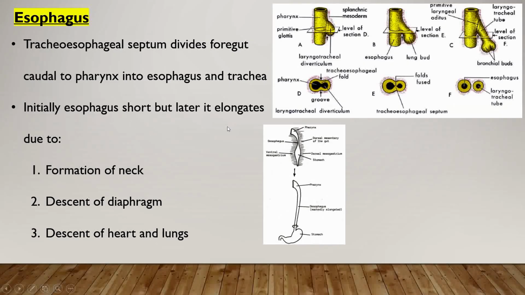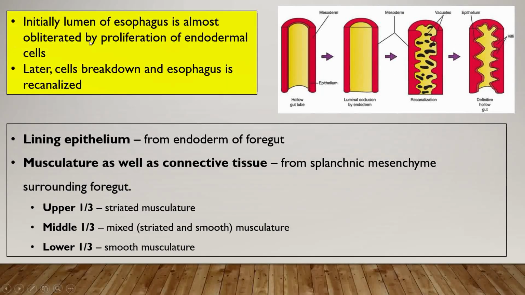So initially the esophagus is short, but later it elongates due to formation of the neck, because of descent of the diaphragm and because of descent of the heart and lungs. Initially, the lumen of the esophagus is almost obliterated by proliferation of endodermal cells. These cells later break down and the esophagus is recanalized.